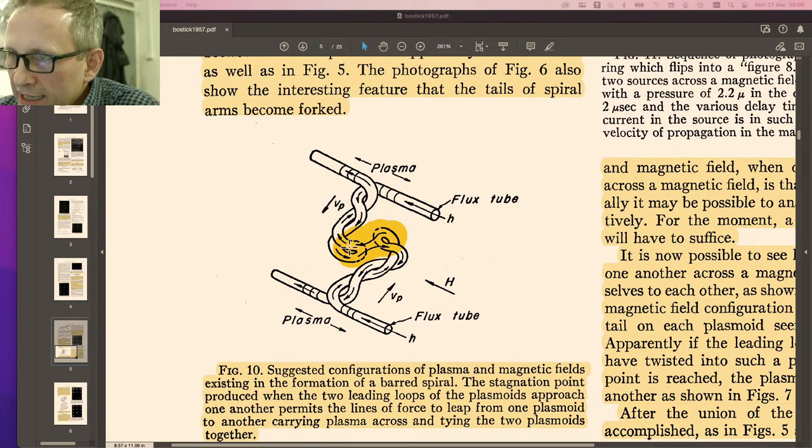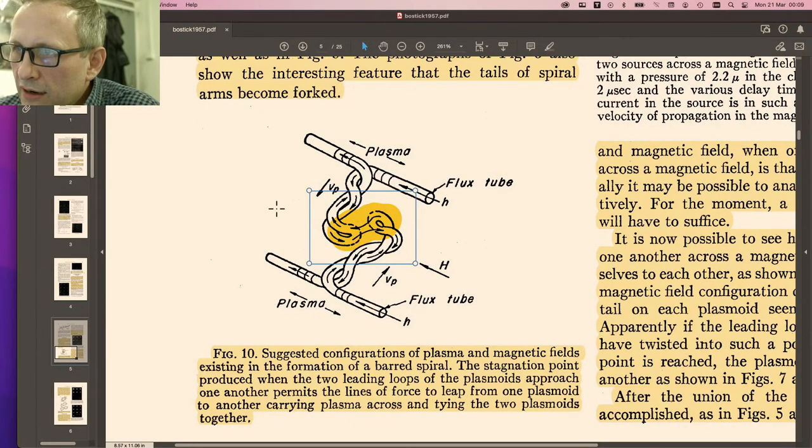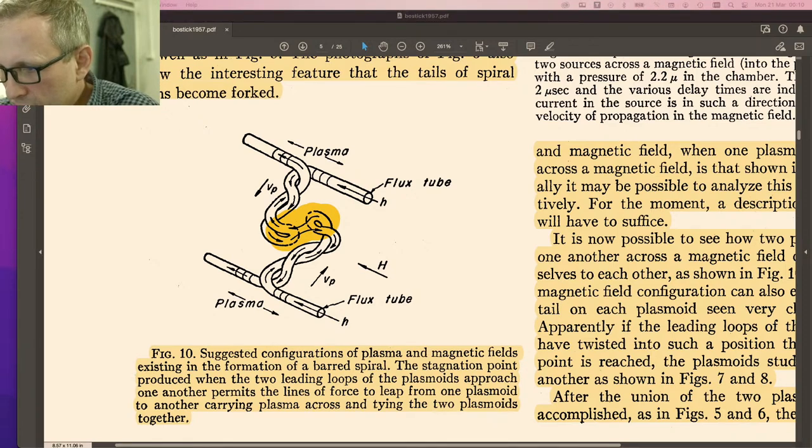So, what they're saying is, these two, and bearing in mind you've got the field coming in here round that way, and this one's coming round that way, and this is still that way, but this is twisting under and twisting over. They don't touch each other, but they share the field lines. The stagnation point produced when the two leading loops of the plasmoids approach one another permits the lines of force to leap from one plasmoid to another, carrying plasma across and tying the two plasmoids together. So there we go. So there's some sort of link. Now, is that kind of similar thing? Obviously, they're not fully wound up at this point. But if these were to become two toroids and become in a very stable position, relatively, could we have a situation where we are seeing this?